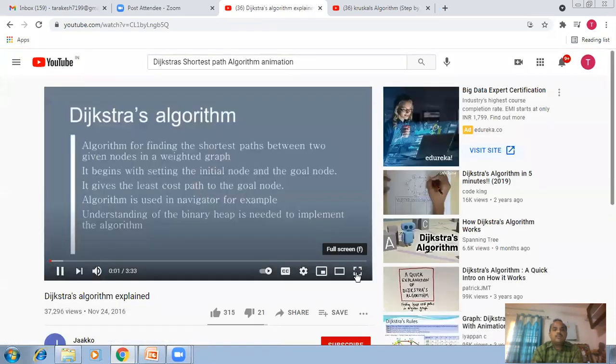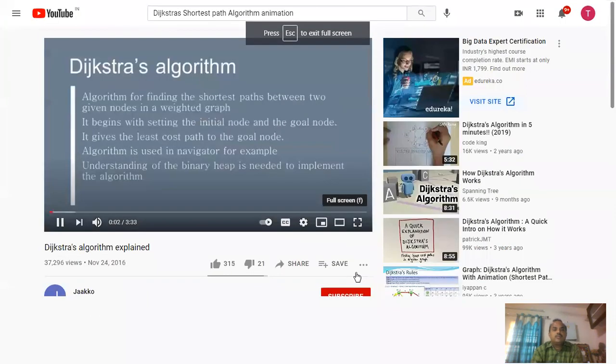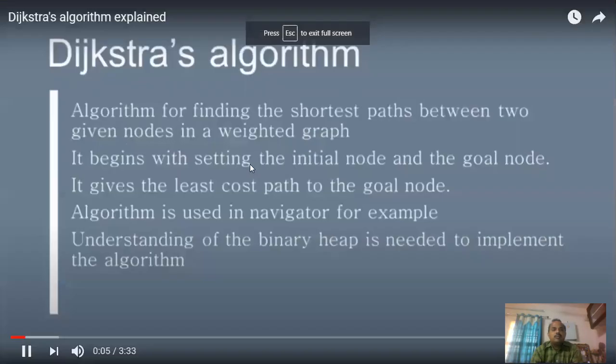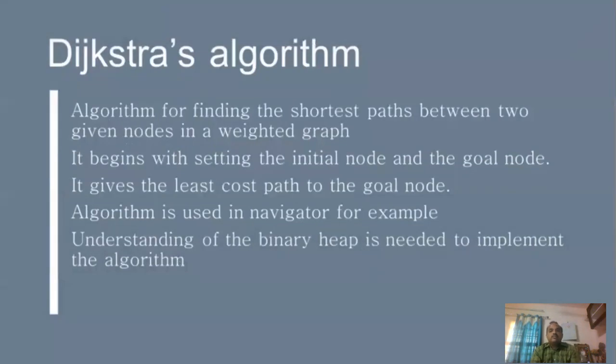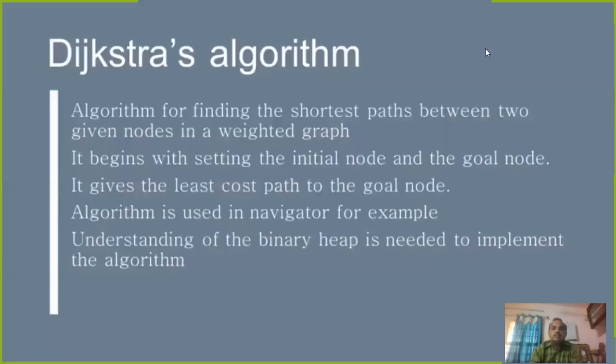Dijkstra's algorithm is an algorithm for finding the shortest path between two given nodes in a weighted graph. The algorithm is used, for example, in navigators. When you set your destination, the navigator computes the fastest route to get there. The algorithm uses a binary heap to store the distances to other nodes, so it doesn't need to be run more than once. At this point, you should be familiar with Dijkstra's algorithm, but it's necessary to understand the principles.